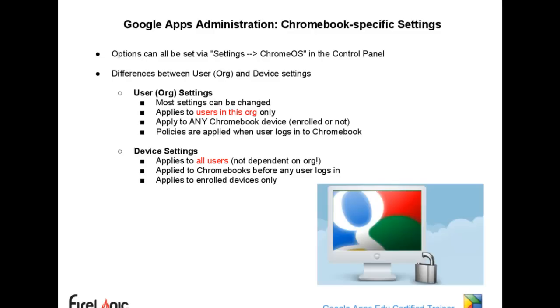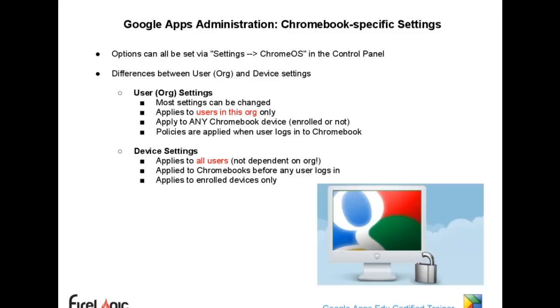Most settings can be changed if you have access to this option, and it applies to users in their given organization only. So if teachers have a separate section in the Chromebook, maybe Chromebook staff you have, and Chromebook students, it applies only to those particular people that are within that part of the tree. And this is key because sometimes teachers need to have more access to do things than the kids should be able to. And these settings apply to any Chromebook.